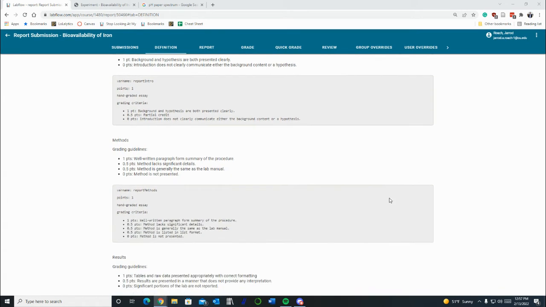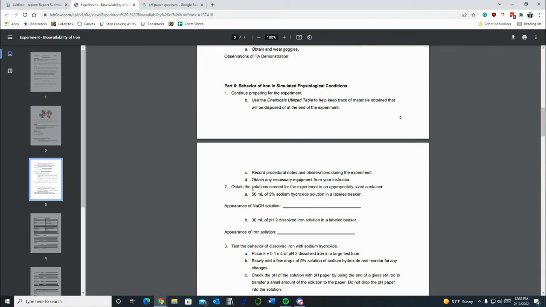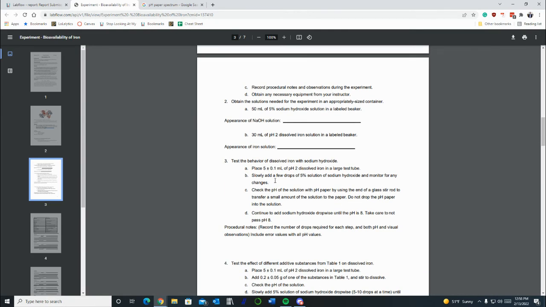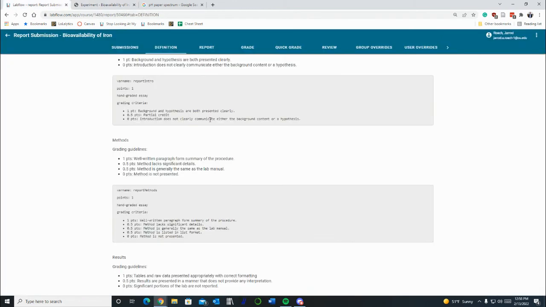Next is your method section. A method section is just talking about what you did at each step. So in a sense, it's like your lab manual here, except you have to paraphrase it into words. Do not list it out with numbers like this. It needs to be in paragraph form, and that will be a good method section. So make sure you're not just copying and pasting this and plugging into LabFlow. I need a paragraph form of what you did in this lab.